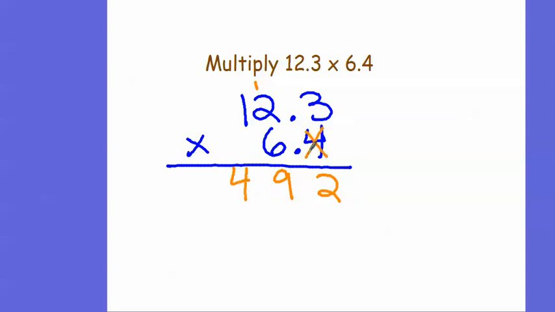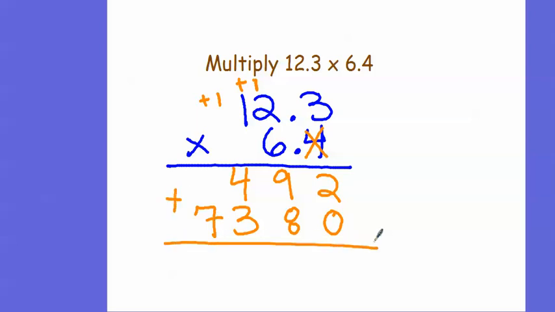Now, what are we going to do? Right here, we're going to add our 0 placeholder. Then we're going to multiply 6 times 3 is 18. Write the 8, the ones that are there, carry the 1. 2 times 6 is 12. Plus 1 is 13. Write the 3, carry the 1. 1 times 6 is 6. Plus 1 is 7. We're going to add our partial products.